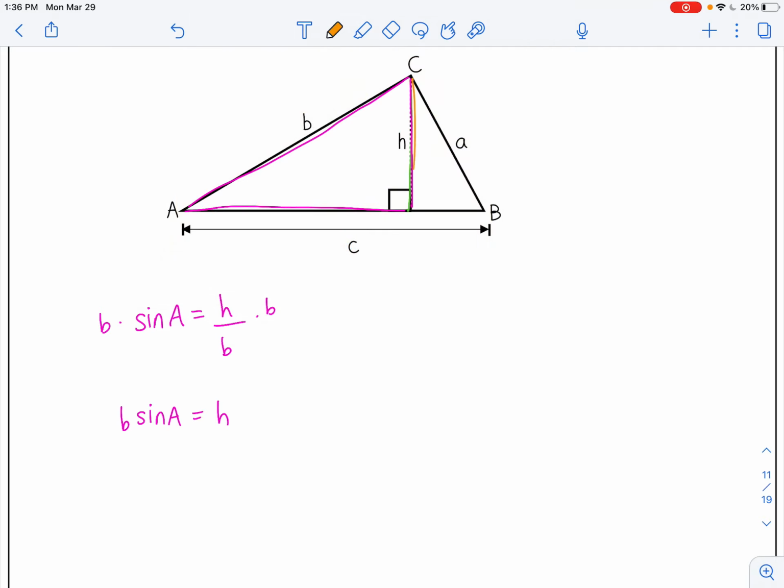All right, let's look at this orange triangle now and find the sine ratio for B, which would be opposite over hypotenuse. Here's my right angle, so h over a. And again, I can solve for h by multiplying by a on both sides. So a sine of B equals h.